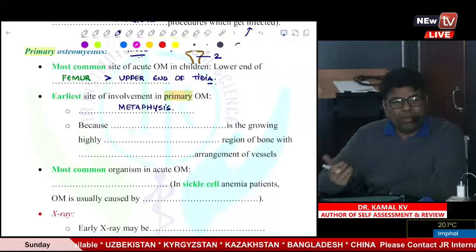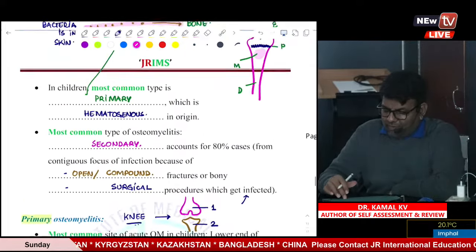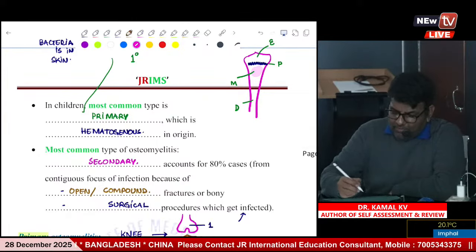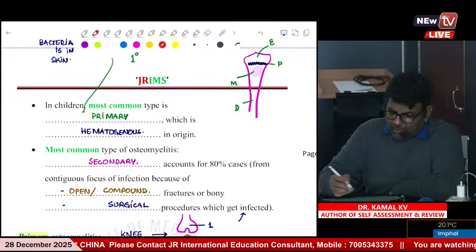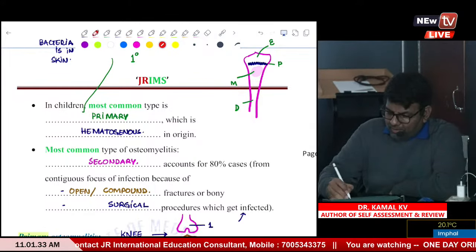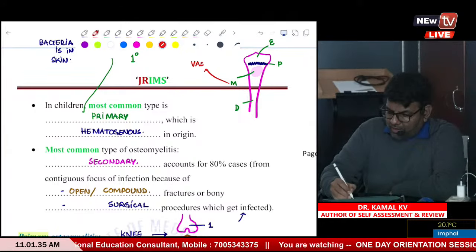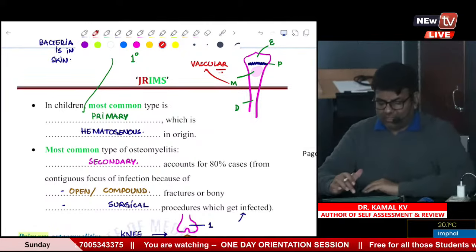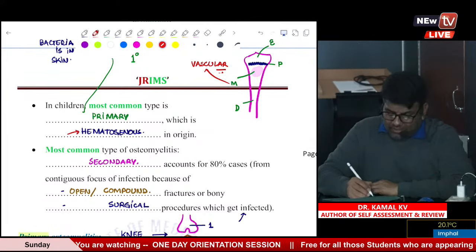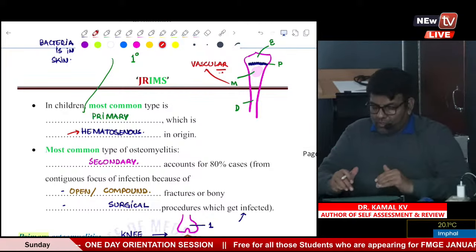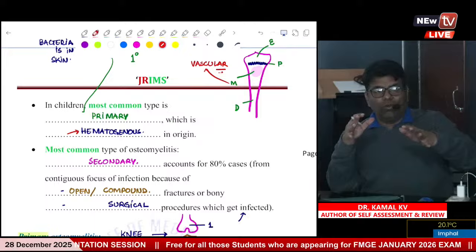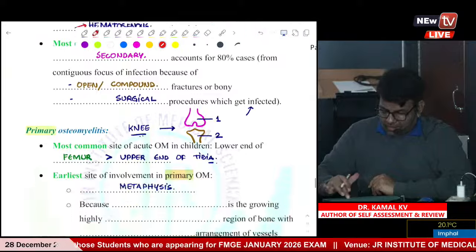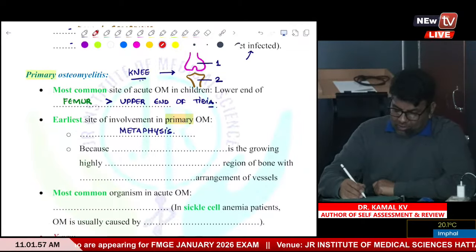Now the question is, why metaphysis and why not diaphysis or epiphysis? Because it is a highly vascular area. Clear? Highly vascular means a good amount of blood supply, and we know that the bacteria are traveling in the bloodstream. So the area which is having more blood flow will have more inflow of bacteria. Therefore it becomes a favorite spot for osteomyelitis.